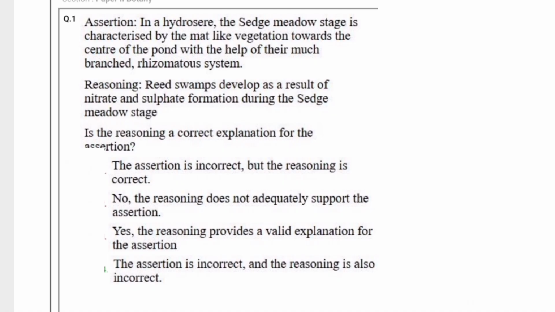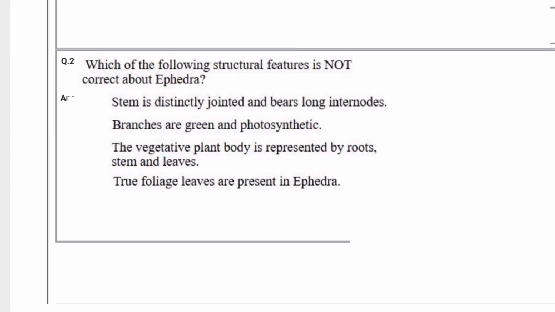The options given: the assertion is incorrect but the reasoning is correct; no, the reasoning does not adequately support the assertion; yes, reasoning provides a valid explanation for the assertion; the assertion is incorrect and the reasoning is also incorrect. So for this the correct answer is the fourth one, that is the assertion is incorrect and the reasoning is also incorrect. That is the correct answer. Let's see the next question.